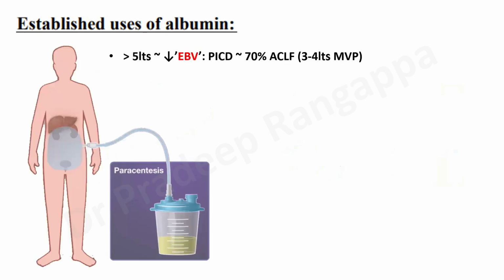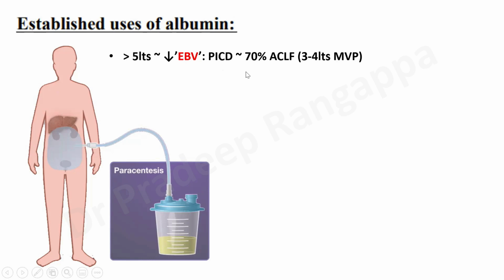One is large volume paracentesis. Large volume paracentesis is where we are draining more than 5 liters of ascitic fluid, even 4 to 5 liters of drainage of ascites constitutes a large volume paracentesis. Because you're removing so much fluid, there are shifts of fluid from the intravascular to extravascular compartment, which can lead to reduction in the effective blood volume. And this leads to paracentesis induced circulatory dysfunction.